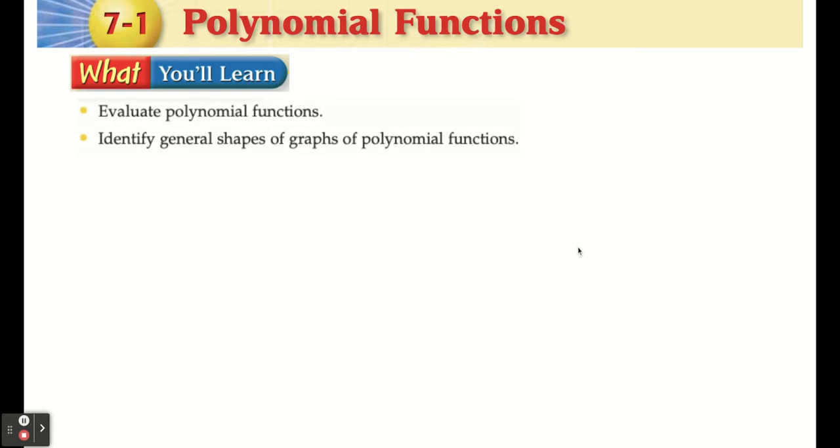So we're going to be working on Chapter 7, Lesson 1, Polynomial Functions. We're going to learn how to evaluate polynomial functions. We're going to learn how to identify general shapes of graphs of polynomial functions.